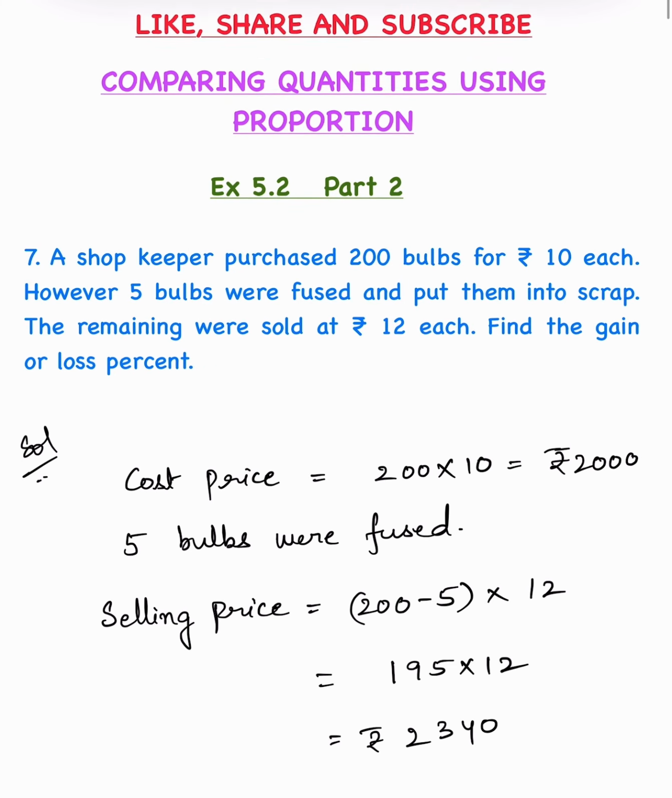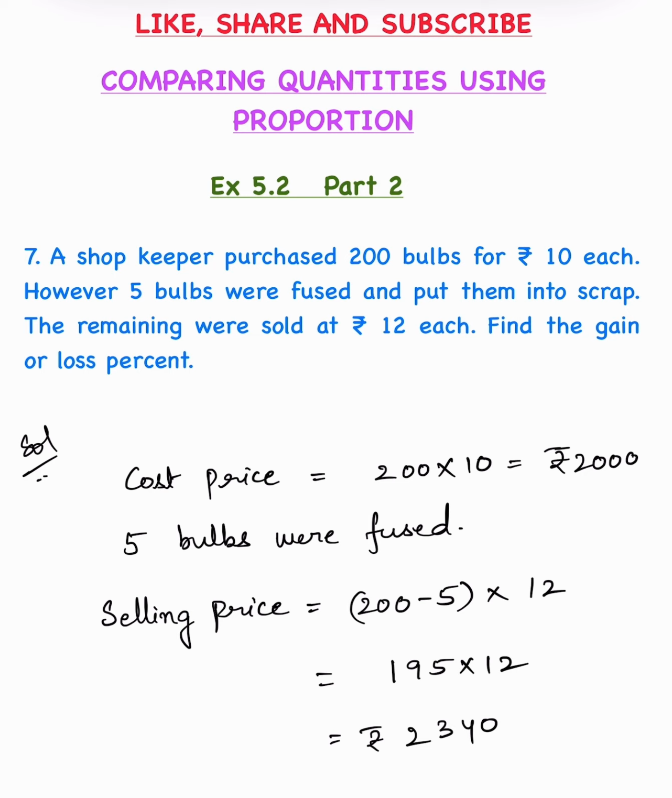For all such problems, cost price, selling price, gain or loss, we have to first find out the cost price. So what is the cost price here? We have 200 bulbs into what is the price of each bulb? It is 10. So what is the total cost price of the 200 bulbs? 200 into 10, 2000. So now we have the cost price.